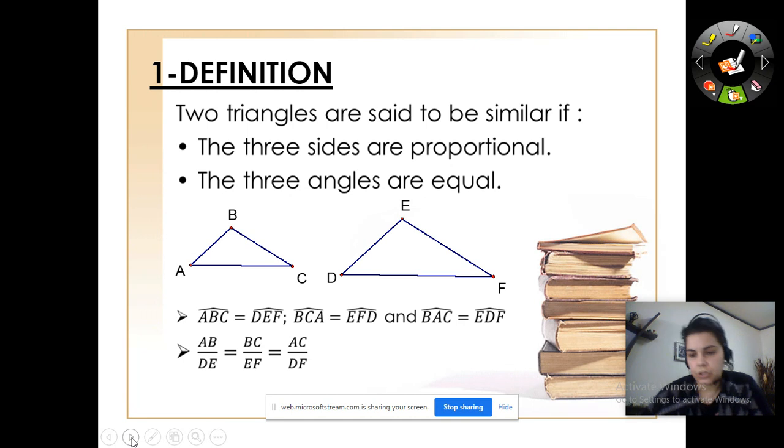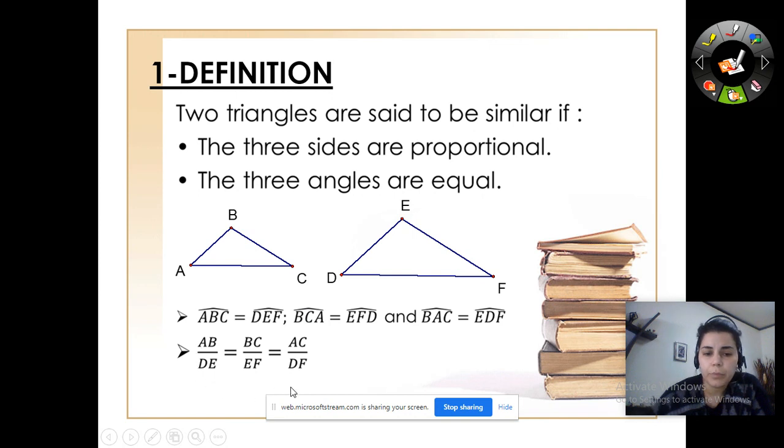What is the definition? First definition: 2 triangles are said to be similar if the 3 sides are proportional and the 3 angles are equal. So when I have 2 triangles, if the sides are proportional and the angles are equal, it means they are similar. For example, if I have 2, 4, 3, 6, 4, 8, they are proportional because I'm multiplying by 2, and the angles are equal. And directly I can write the ratio, this proportion.